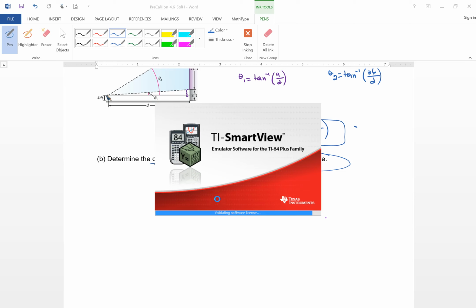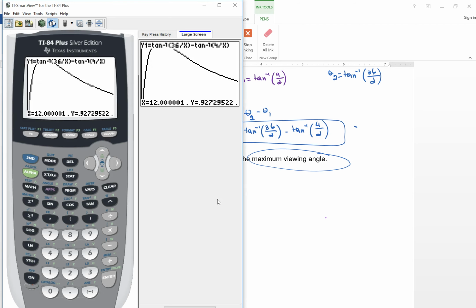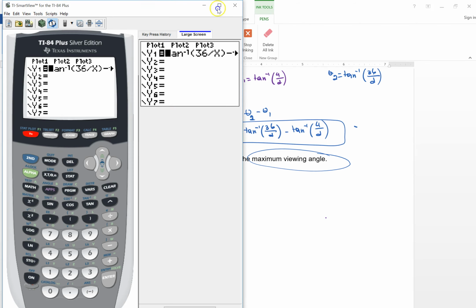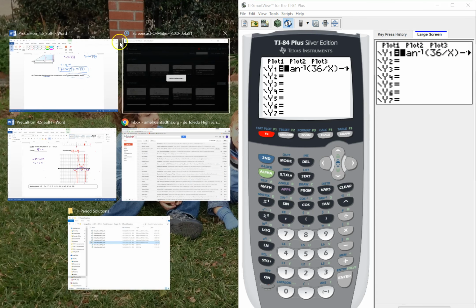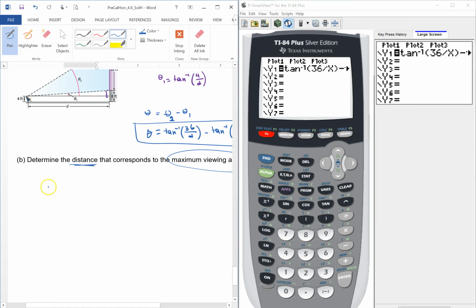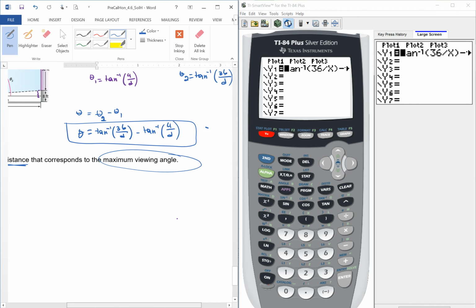So we're going to plug the function for theta into our y here. And it just so happens I already have it in here. So inverse tangent 36 over x minus inverse tangent 4 over x. Now, theta is your y over here, and d, the distance, is x. So think about a logical window for this.